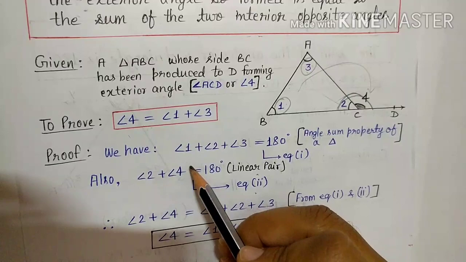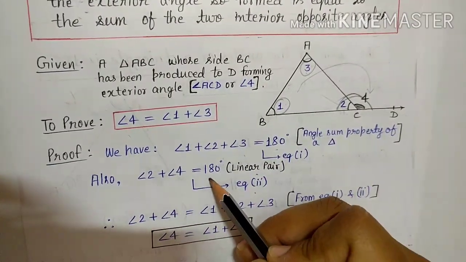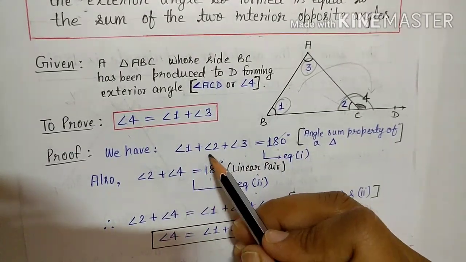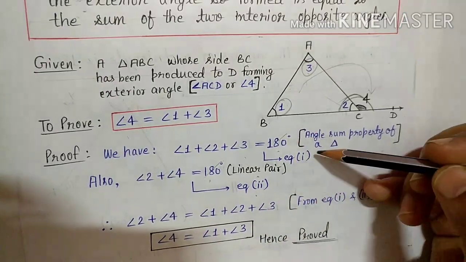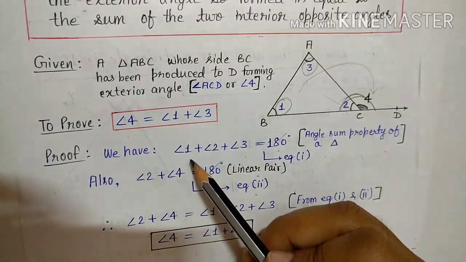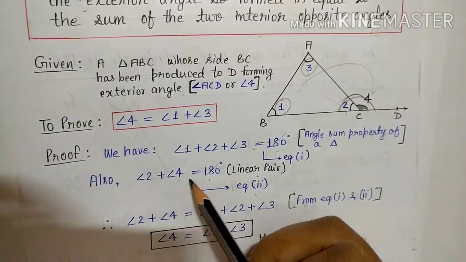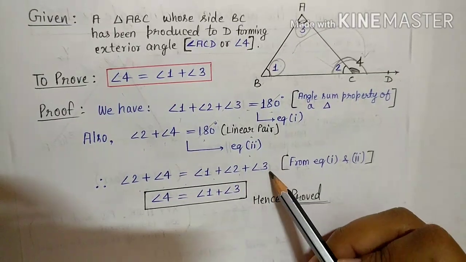So now angle 1 plus angle 2 plus angle 3 is 180, and angle 2 plus angle 4 is also 180. So this is the common one. What is left? Angle 1 plus angle 2 plus angle 3 and angle 2 plus angle 4. After observing equations 1 and 2, we can say that angle 1 plus angle 2 plus angle 3 equals angle 2 plus angle 4. So we have written angle 2 plus angle 4 equals angle 1 plus angle 2 plus angle 3.